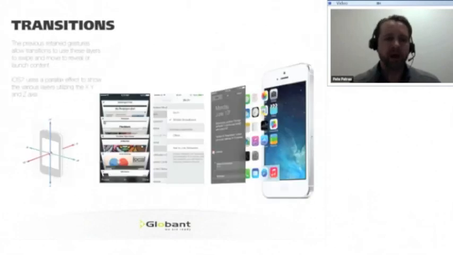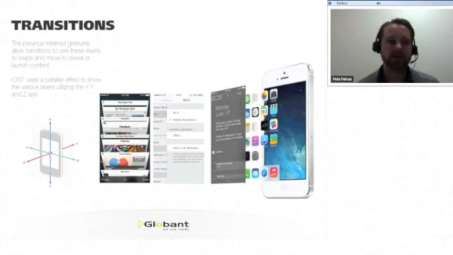And last, I'll end with one of the other elements around transitions. The previously retained gestures allow these transitions to use layers to swipe through and move and reveal launch content. iOS uses parallax effects to show various layers, utilizing the X, Y, and Z axes. Here in tabs, or even transitioning between screens in settings or in mail, this allows a multi-layered effect for an interface. This really opens up the way designers can ultimately approach a rich user experience when designing for Apple iOS.